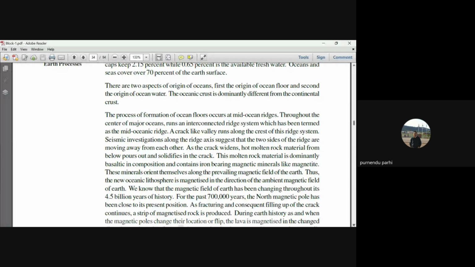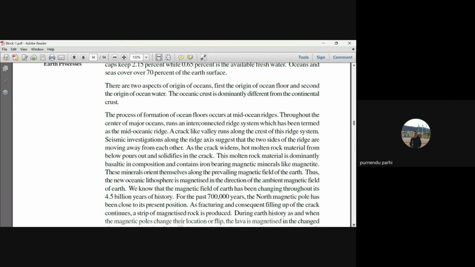The molten rock material is dominantly basaltic in composition and contains iron bearing magnetic minerals like magnetite. These minerals orient themselves along the prevailing magnetic field of the earth. Thus, the new oceanic lithosphere is magnetized in the direction of the ambient magnetic field of earth. We know that the magnetic field of the earth has been changing throughout its 4.5 billion year of history.